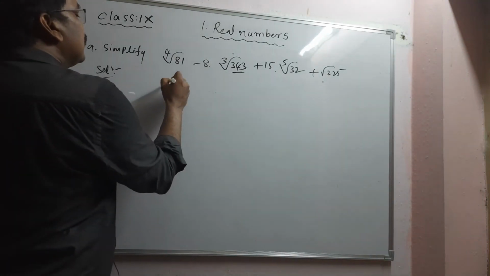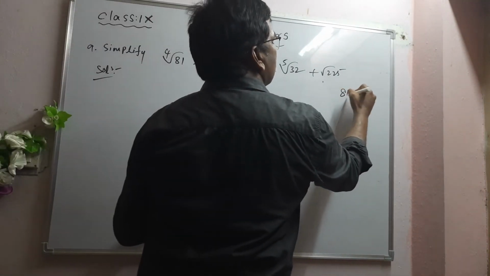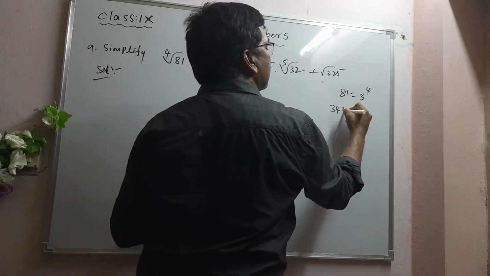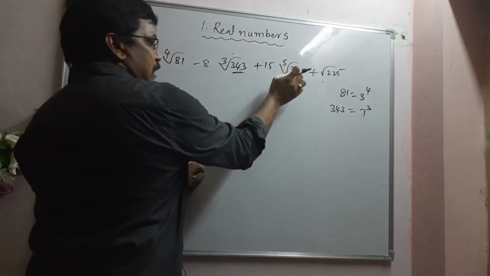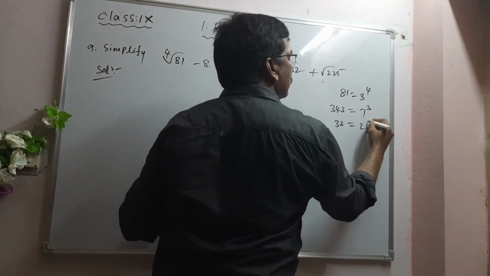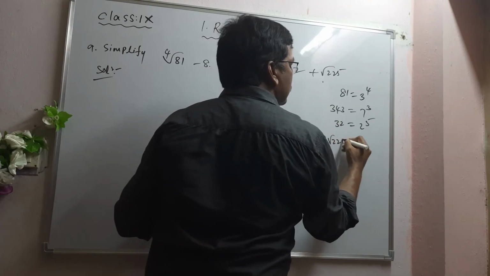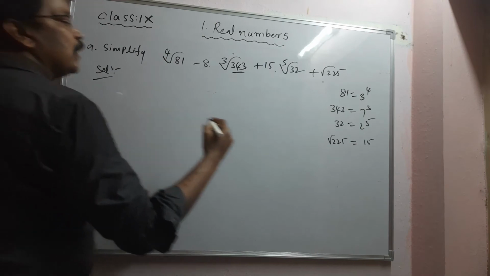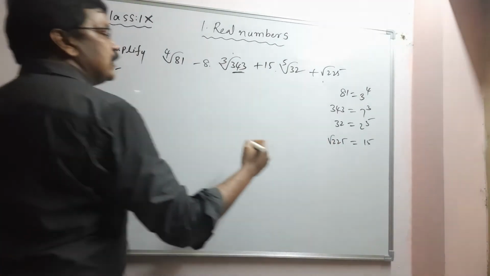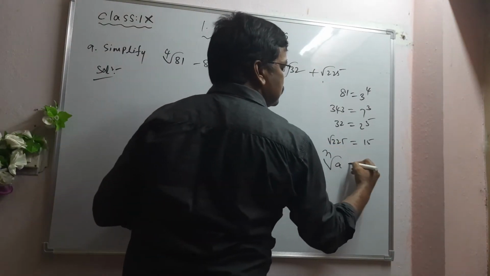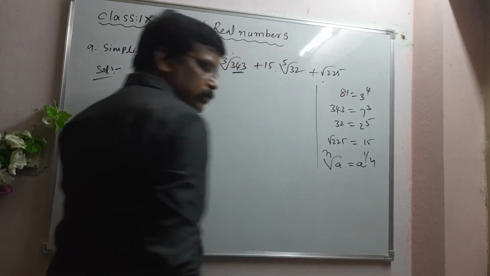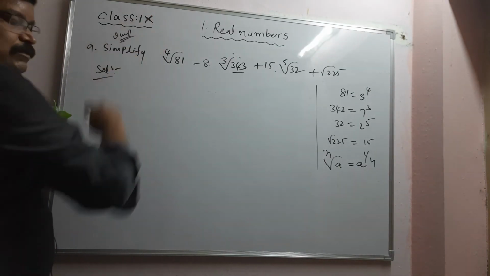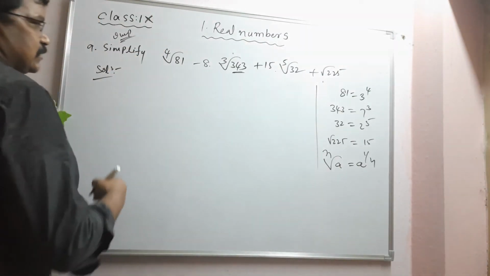Right. See, I will write here. This 81 can be written as 3 to the power of 4, and this 343 can be written as 7 cube, and this 32 can be written as 2 to the power of 5, and this root 225 means 15. Right. And I will use the formula nth root a, that means a to the power of 1 by n. Look here children, it's very simple sum and also important for SA1 exam, SA1, SA2, right.